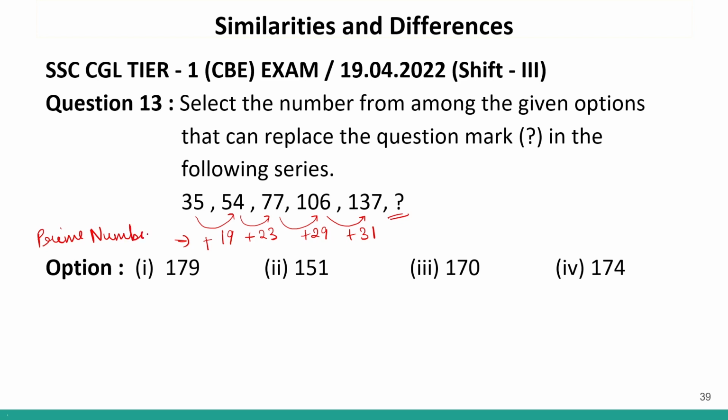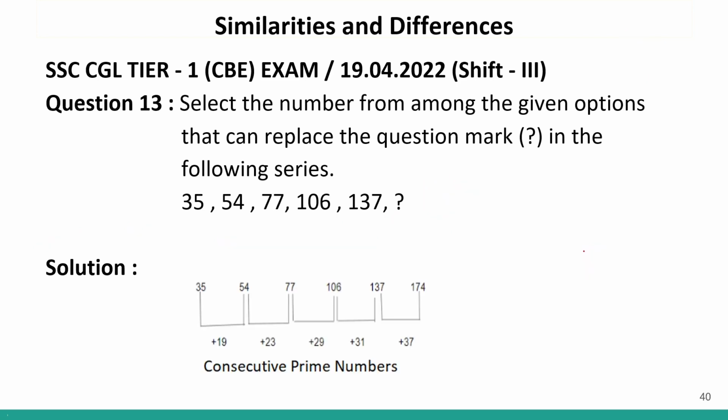I told you in the very beginning that it is important to remember prime numbers from 1 to 100. So if you remember those, you'll know that the next prime number is 37. So I simply have to add 37 in this term to get my next term, which is 174. So my answer will be option number 4, 174. Here you can see clearly we are adding consecutive prime numbers.